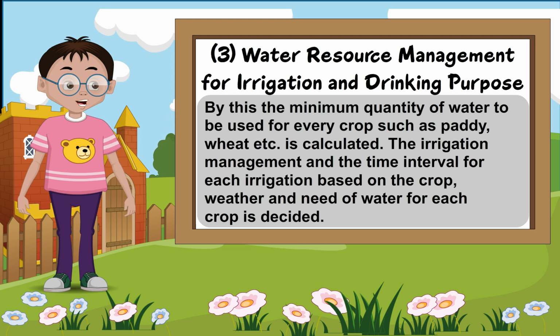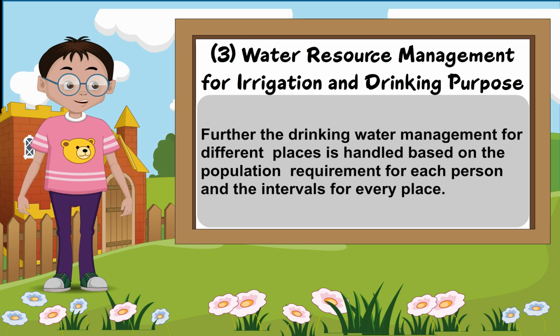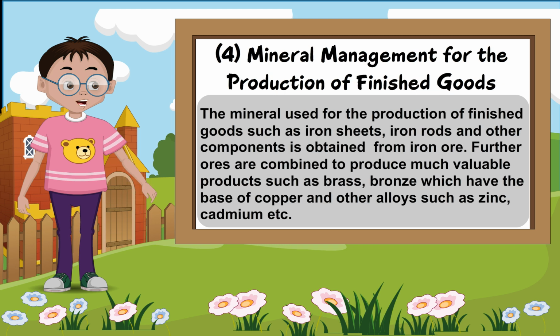3. Water resources management for irrigation and drinking purposes. By this, the minimum quantity of water to be used for every crop such as paddy, wheat, etc. is calculated. The irrigation management and the time interval for each irrigation are decided based on the crop, weather, and need of water for each crop. Further, the drinking water management for different places is handled based on the population, the requirement for each person, and the intervals for every place.